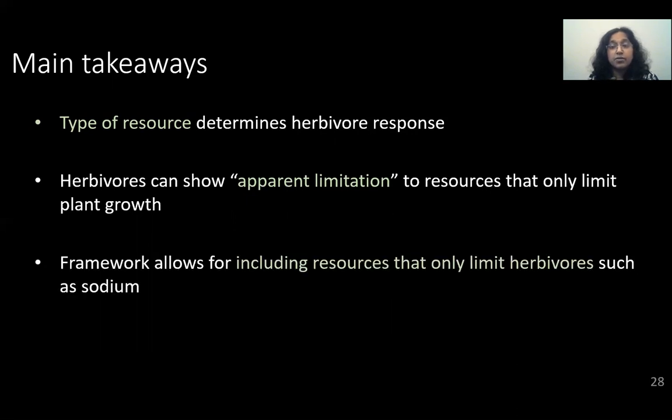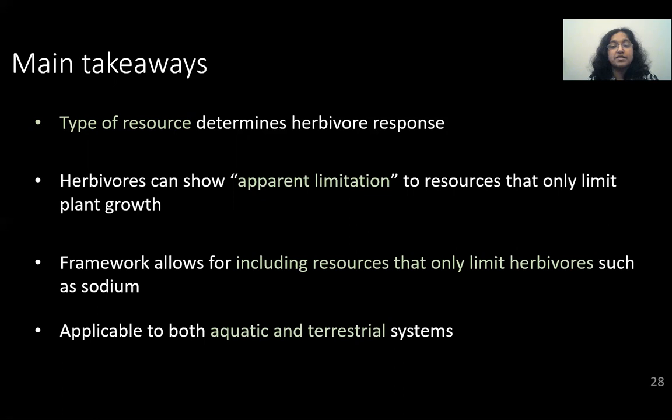Additionally, we can also expand the model to include resources that only limit herbivores, such as sodium, and use it to understand the impact of these resources on plants under herbivory. In conclusion, our approach provides a general framework to understand plant-herbivore interactions by providing several alternate hypotheses that can be tested in both aquatic and terrestrial systems. These predictions, once tested, may be used for understanding herbivore response to global change.